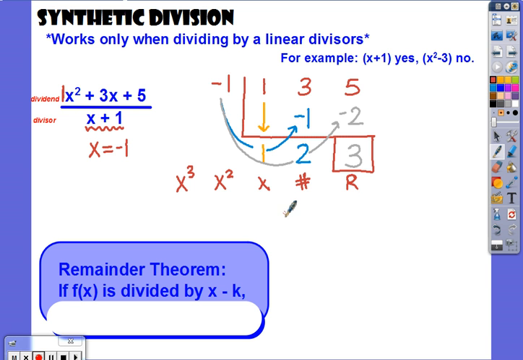And if we wanted to write that out, we would write 1x plus the number 2, and then we're going to write our remainders the fancy way. So 3 over what we were dividing by.